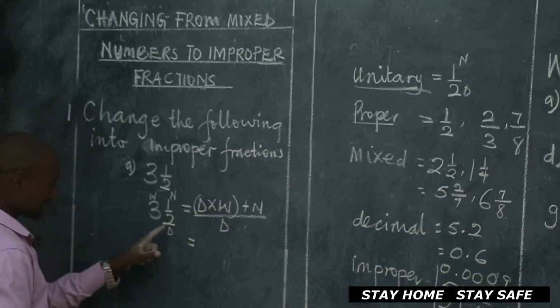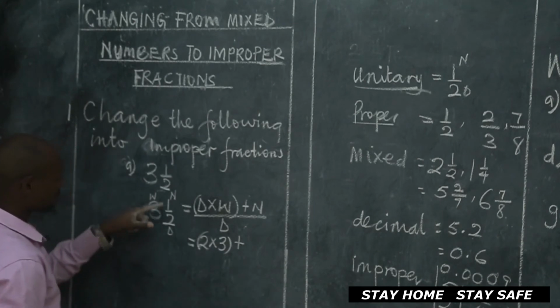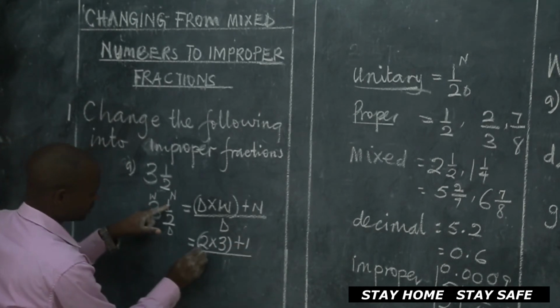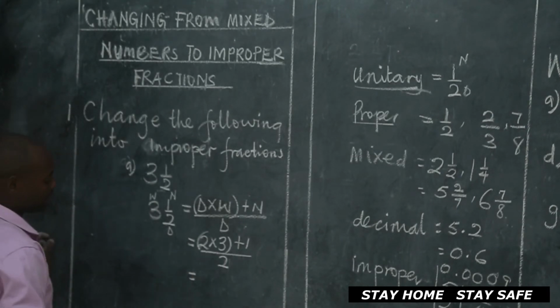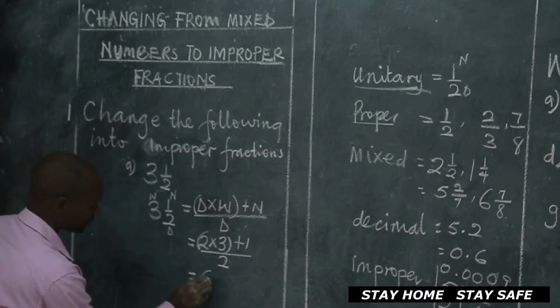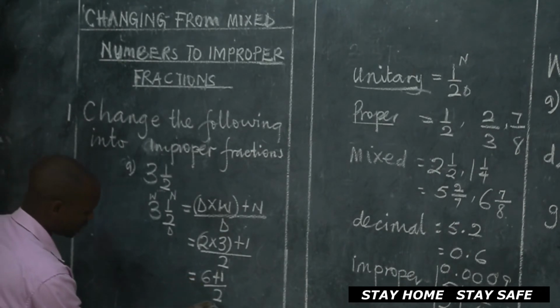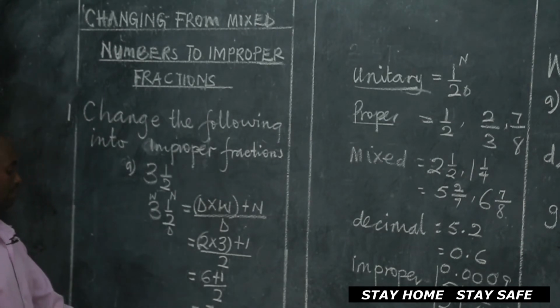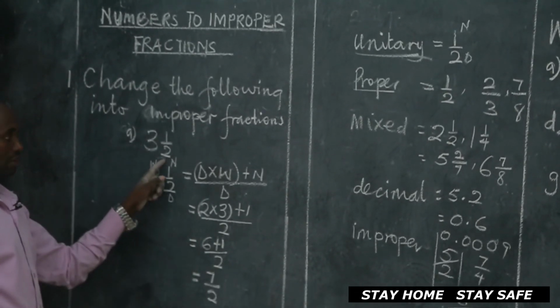Which one is the denominator? 2. Multiply by the whole number, 3. Then we add on the numerator, 1. Then divide it by the denominator, which is 2. Simplify the brackets. 2 times 3, we get 6. Then plus 1, out of 2. When we add 6 plus 1, we shall get 7. Therefore, the answer will be 7 halves. So 7 halves is the improper fraction for this mixed fraction.